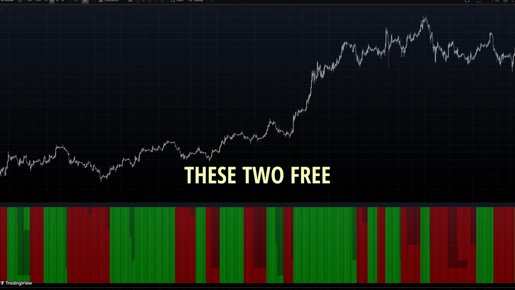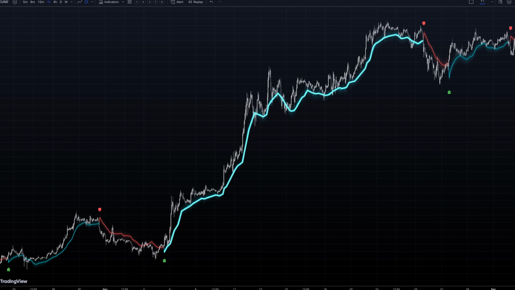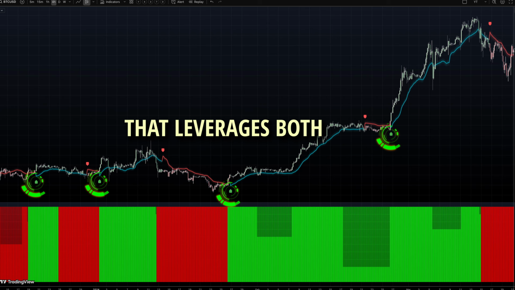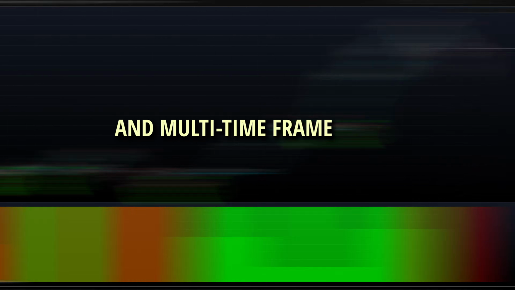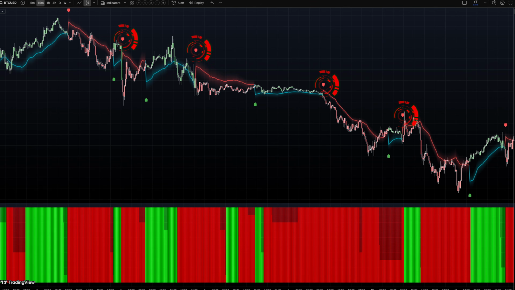The combination of these two free TradingView indicators creates a comprehensive trading system that leverages both momentum analysis and multi-time frame trend identification. Let's dive in.